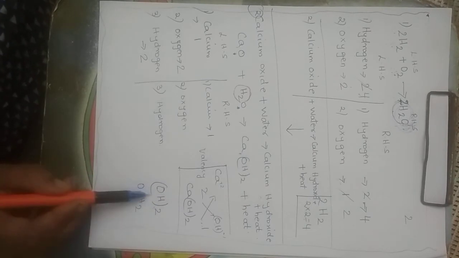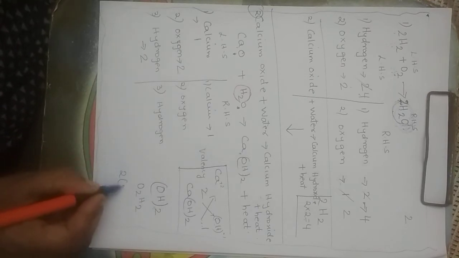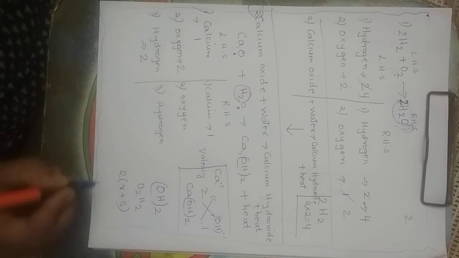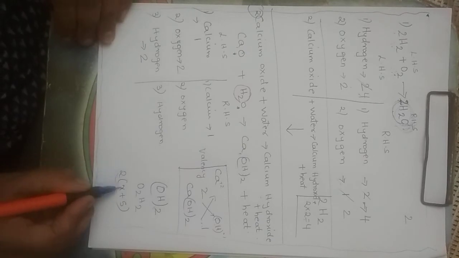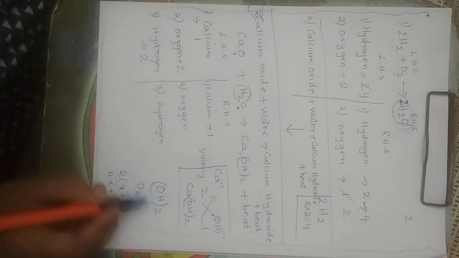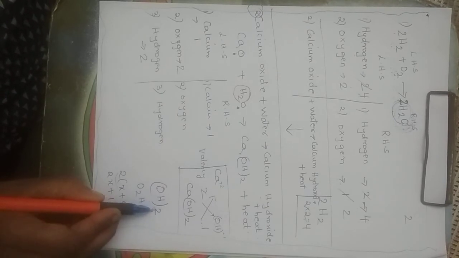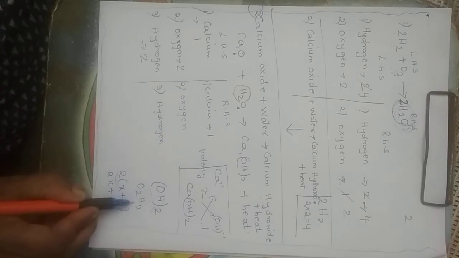When we open the bracket, what happens? The 2 goes, for example, 2 into x plus 5. When you open, what happens? 2 into x is 2x, plus 2 into 5 is 10. The same way, OH is enclosed in a bracket, so there is a suffix 2 here. This 2 gets multiplied here also, and this 2 gets multiplied here also, so it looks this way.